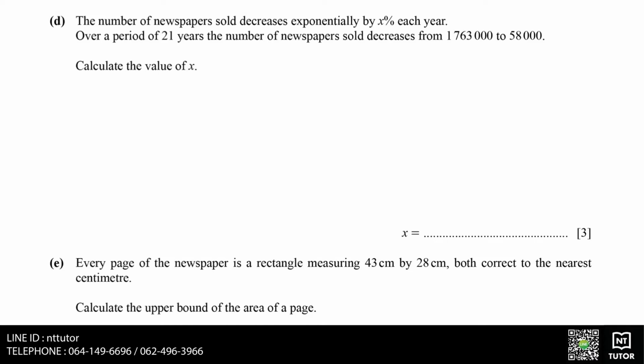D. The number of newspapers sold decreases exponentially by x% each year. Over a period of 21 years, the number of newspapers sold decreases from 1,763,000 to 58,000. Calculate the value of x. When it says that it decreases exponentially, it means that it decreases like compound interest.